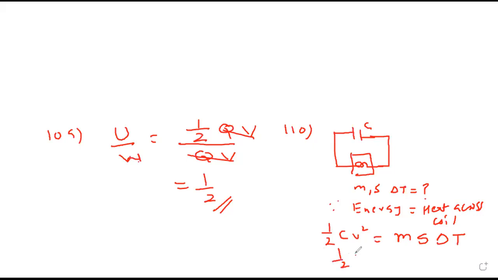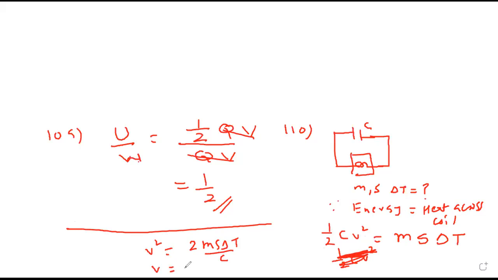So half CV square. We are interested in what the voltage is. V square equals 2ms delta T upon C. Therefore, V is root of 2ms delta T upon C. Option. This completes our 110 sums.